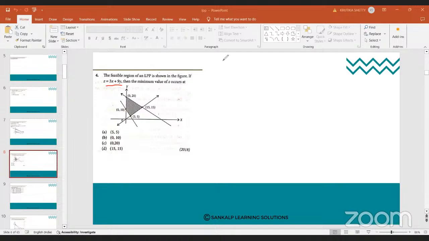Pay attention now to how we can do this one. The corner points are already given, so same as the previous question we need to substitute those corner points here, and once we substitute, we can easily obtain the maximum value. When you substitute the first point, 5 comma 5, 3 into 5 is 15 and 9 into 5 is 45. Next, similarly, the second point, 0 comma 10, if we substitute, we will get 0 and 90. Then the third point.